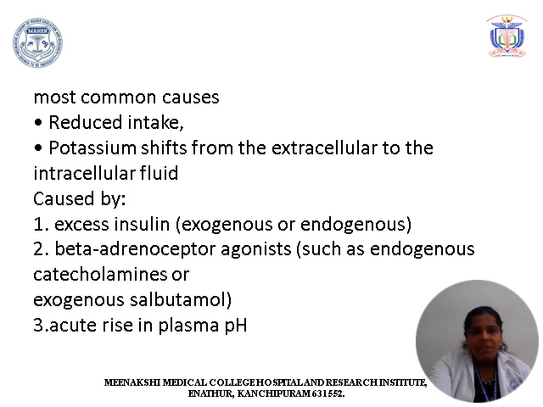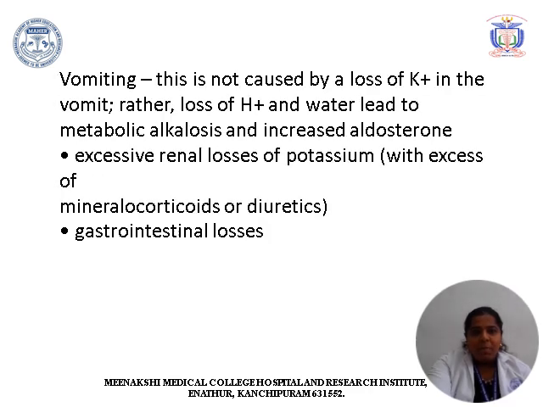The most common cause is reduced intake. Potassium shifts from the extracellular to the intracellular fluid, mainly caused by excess insulin, either exogenous or endogenous, beta adrenergic agonists such as endogenous catecholamines or exogenous salbutamol, and acute rise in plasma pH. Vomiting: this is not caused by loss of potassium in the vomit, rather the loss of potassium and water leads to metabolic alkalosis and increase in aldosterone. Excessive renal losses of potassium occur with excess mineralocorticoid or diuretics, and there are also gastrointestinal losses.